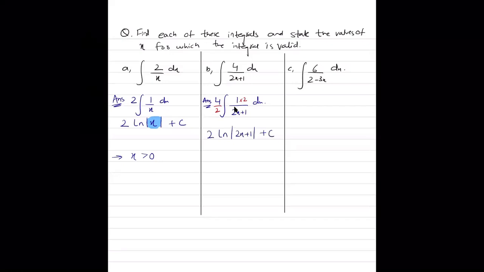This expression is going to be valid when 2x plus 1 is greater than 0. So x should be greater than minus 1 upon 2. Okay. Now try part C.